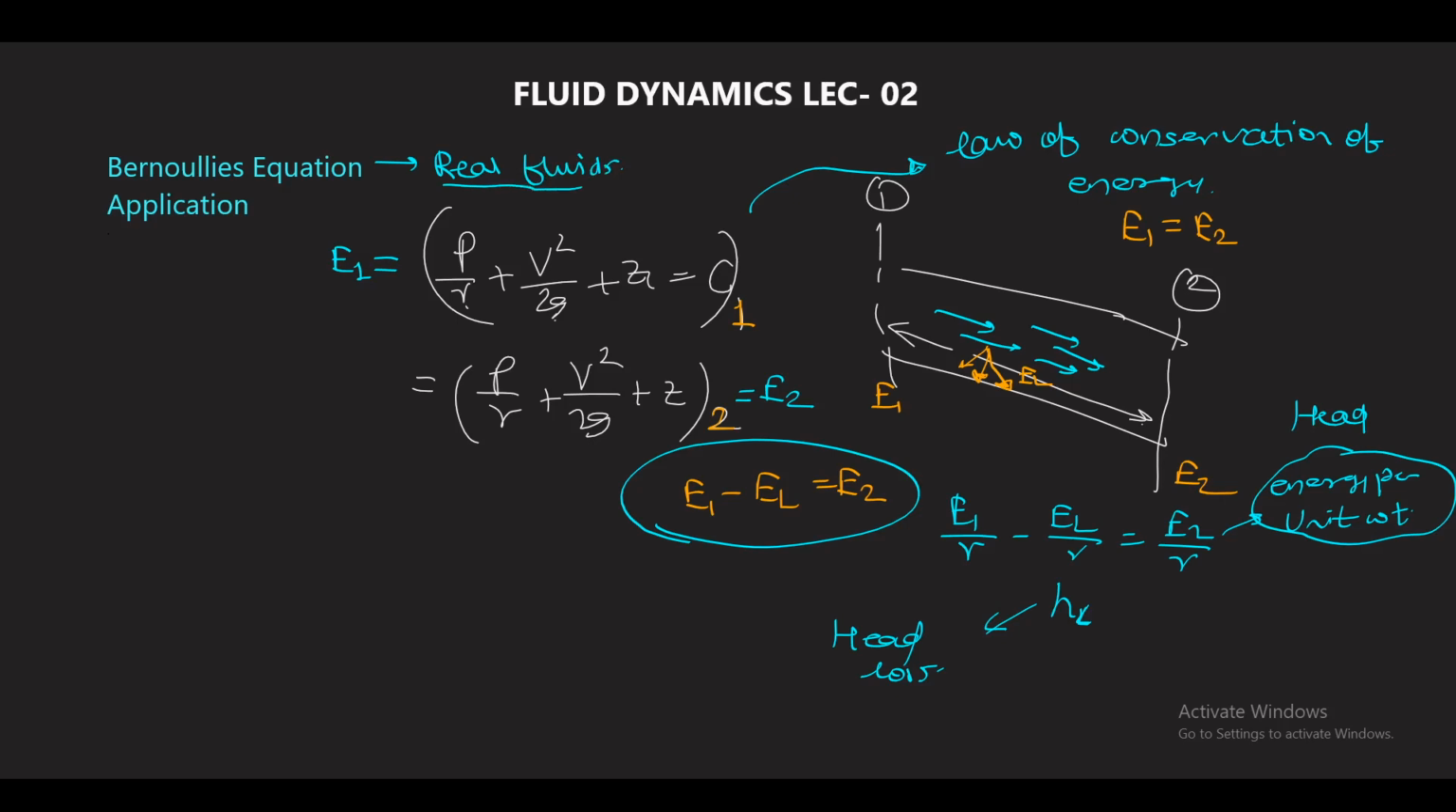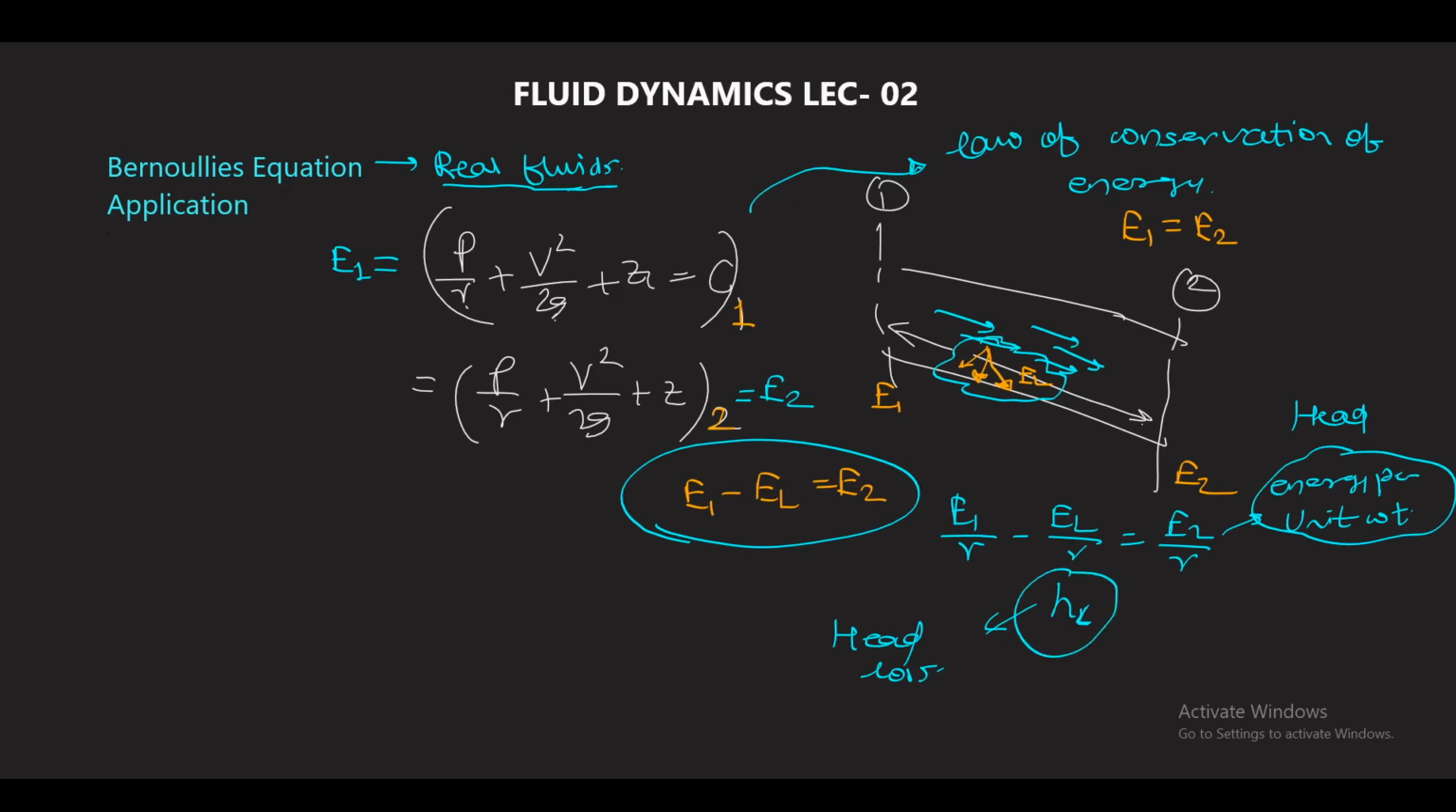Because in deriving the equation, Bernoulli assumes certain conditions, that is, the flow is an ideal flow and viscosity is 0. But in an actual fluid, this does not happen. There are some restrictions on that equation. Due to the friction between the molecules, some energy is lost. And when I write it in terms of per unit weight, what I get is the head loss.